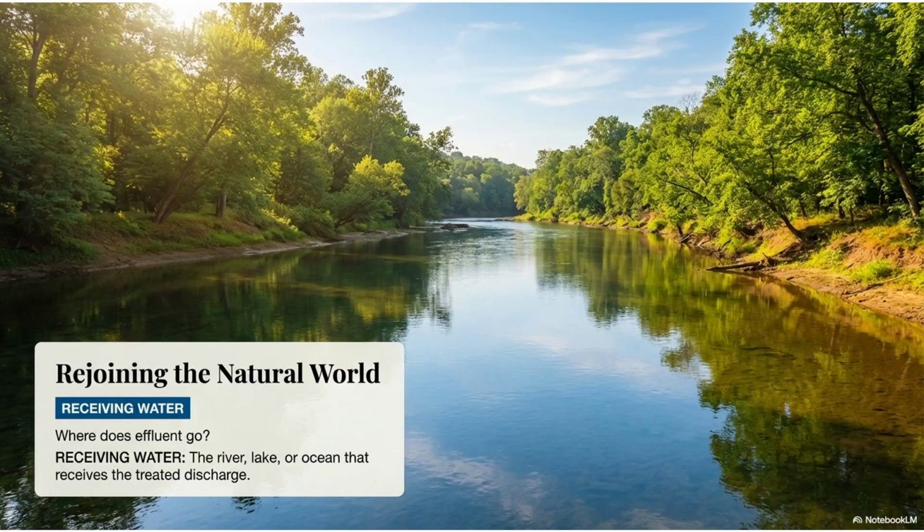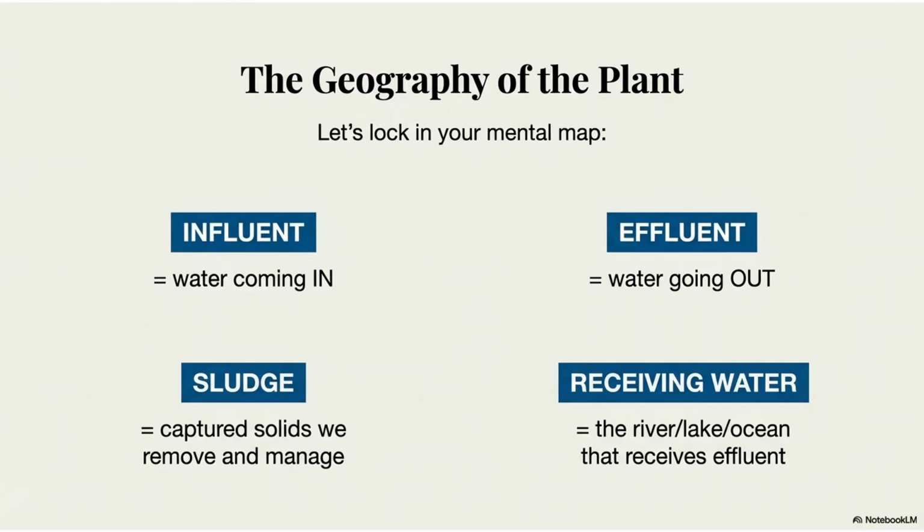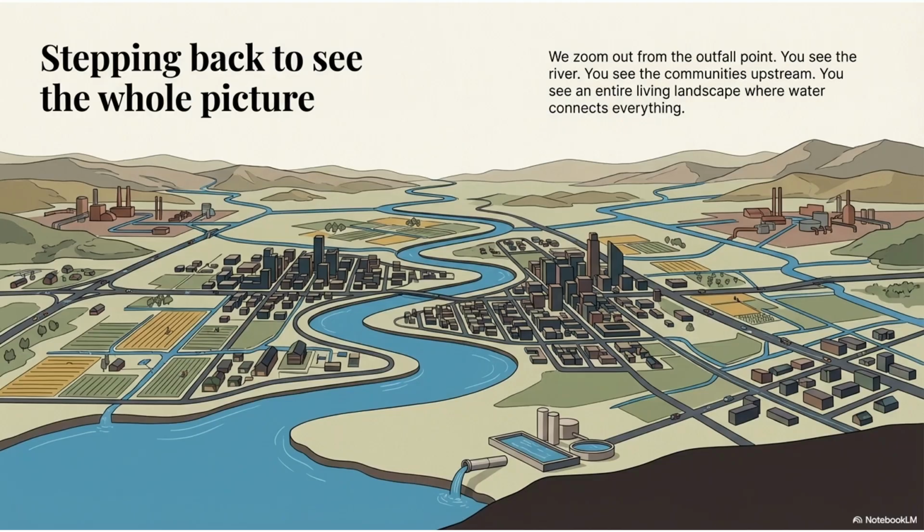So let's lock in the full mental map with 4 simple labels. Influent is water coming in, effluent is water going out, sludge is captured solids we remove from the water and manage, receiving water is the river, lake, or ocean that receives effluent. This is your plant geography. This is your map.